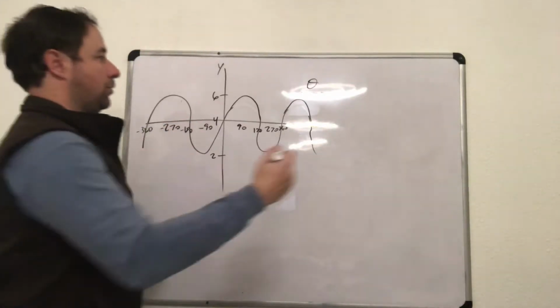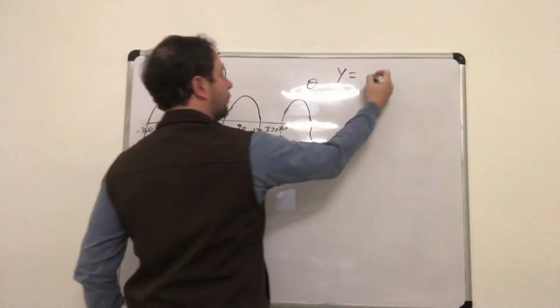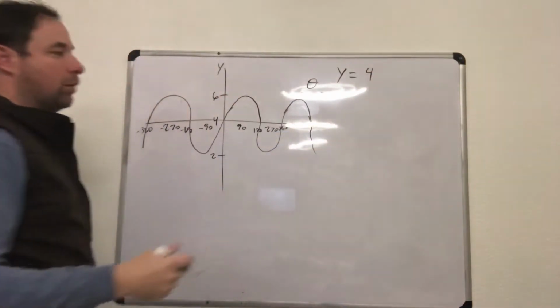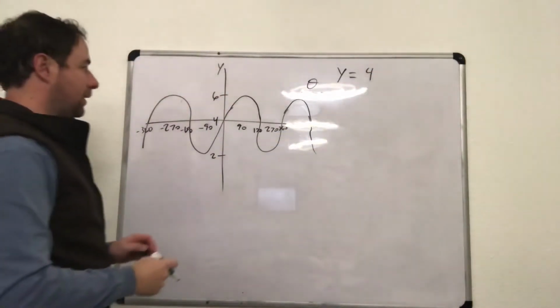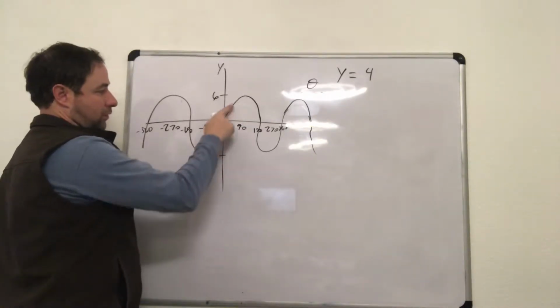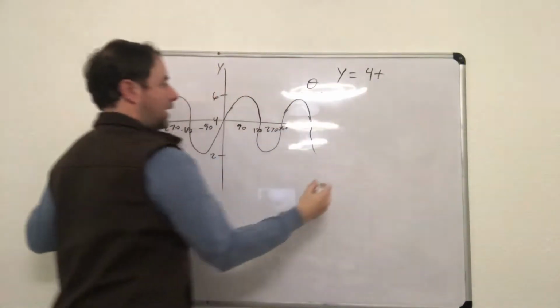So the only thing that will change is we're going to start with y equals, and we'll have a 4 right here instead of a 0. Before we were just putting nothing. Y equals 4, you'll notice it's going through the origin, so it's going to be a sine function, and it's on the way up, so it's going to be positive.